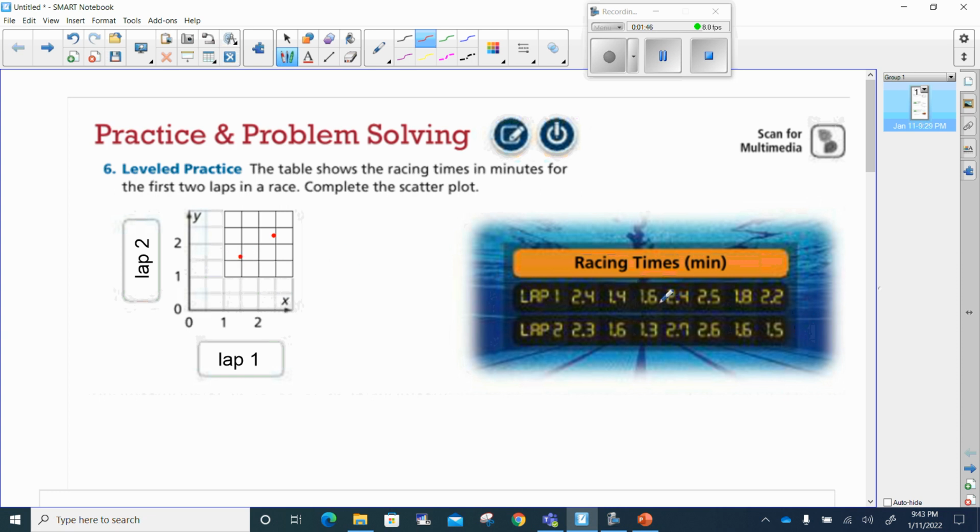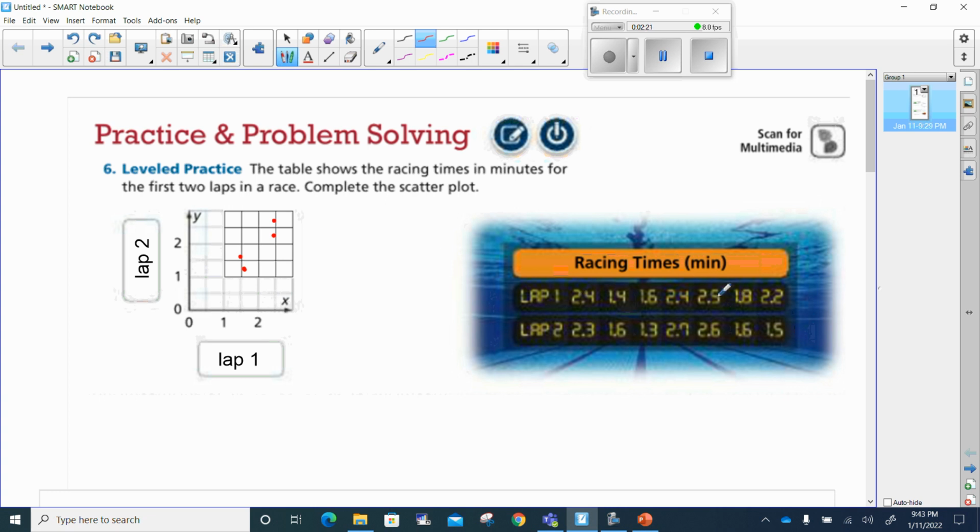Next, we have 1.6 and 1.3. So now 1.6, which is on this side, 1.3, which would be about here. I guess if I was really going to do it, put it right there in the middle. There we go. All right. Now we've got 2.4 and 2.7. 2.4 will be right here. And 2.7 will be about here.